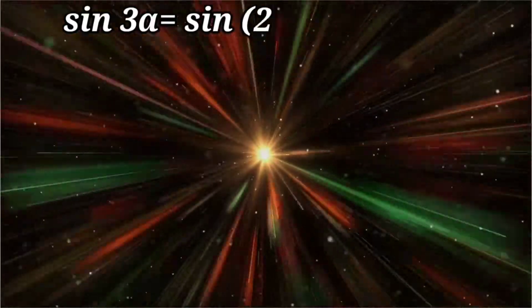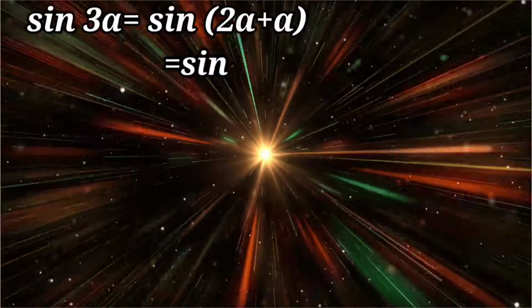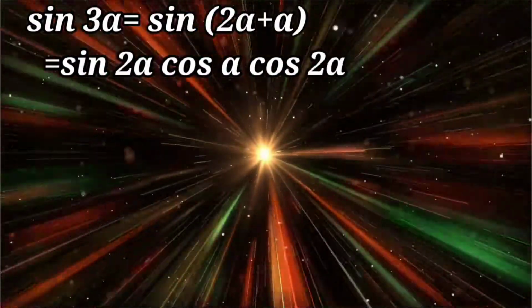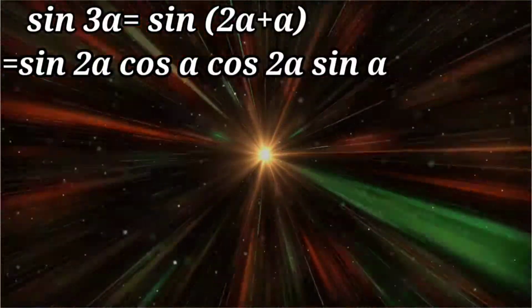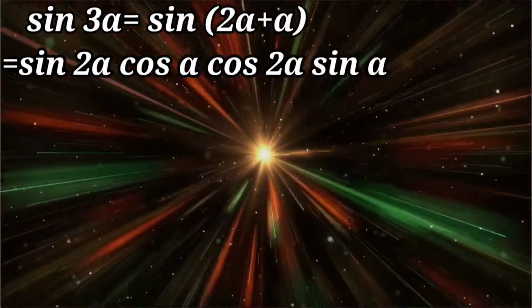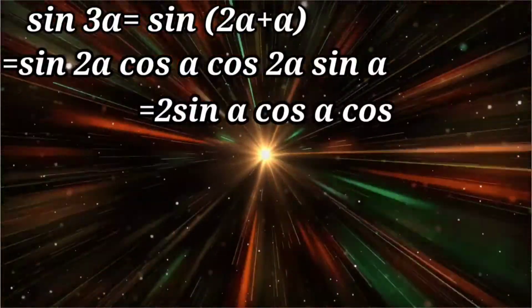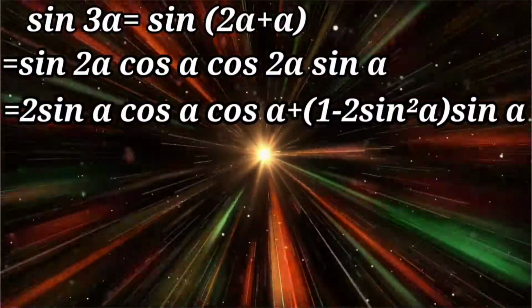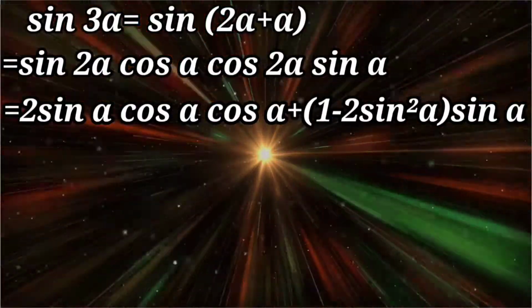First for sine, sin 3α is equal to sin(2α + α), which is equal to sin 2α cos α + cos 2α sin α. Now sin 2α and cos 2α are solved here: 2 sin α cos α, plus (1 − 2 sin²α) into sin α.